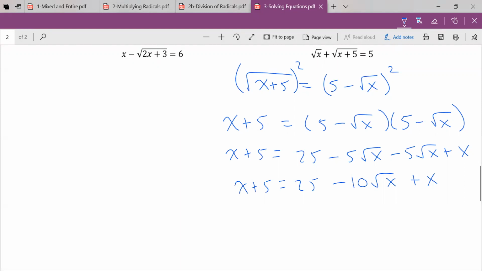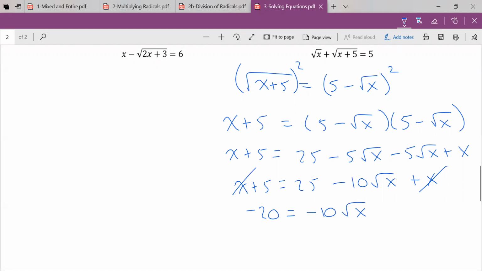So I'm going to leave that root x where it is. Let's subtract 25 and let's subtract x. Well, look what happens when we subtract x. x minus x is 0. Let's subtract 25. I get negative 20 equals negative 10 root x.